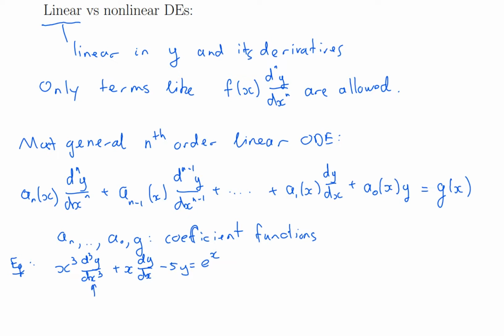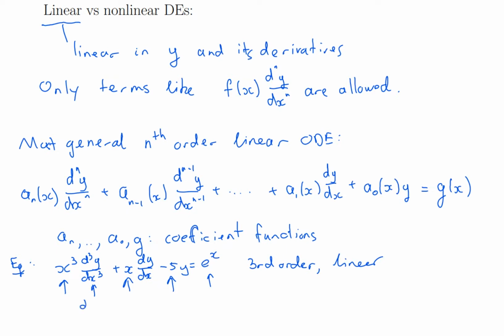Here's the third order term because it's got d cubed y dx cubed. There's no second derivative term, that's fine, that just means its coefficient is 0. And these coefficient functions, they themselves can be nonlinear. It's still a linear differential equation, so that one is a third order and linear.